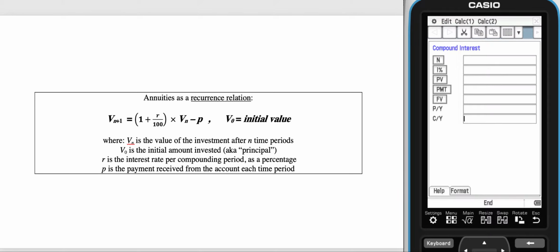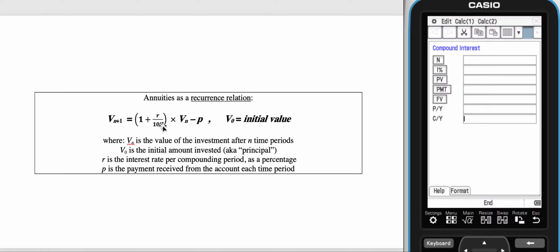Okay, on this slide we've just got the way that you can set up annuities as a recurrence relation. It's a similar looking setup to our earlier recurrence relations. It's actually exactly the same as the reducing balance loans recurrence relation, just that what it's representing is a little bit different. So you can see we've got this 1 plus R over 100, that's our multiplying factor, and that'll usually be 1.0 something, that's going to account for the interest. And then there's minus P, which is the payment that we're taking out of the annuity.